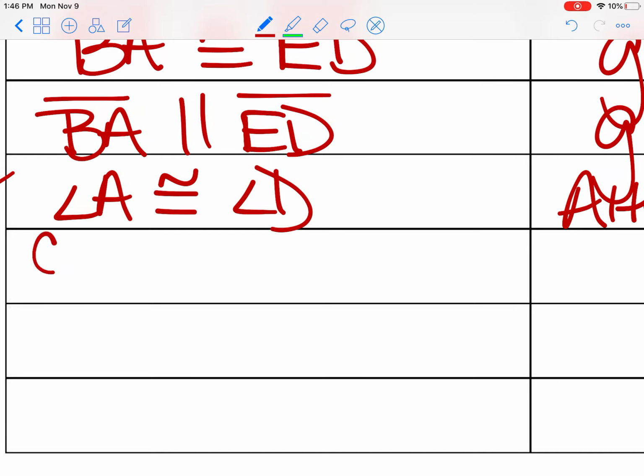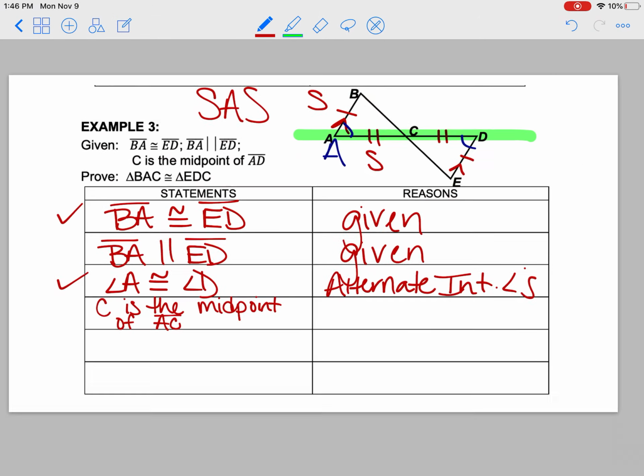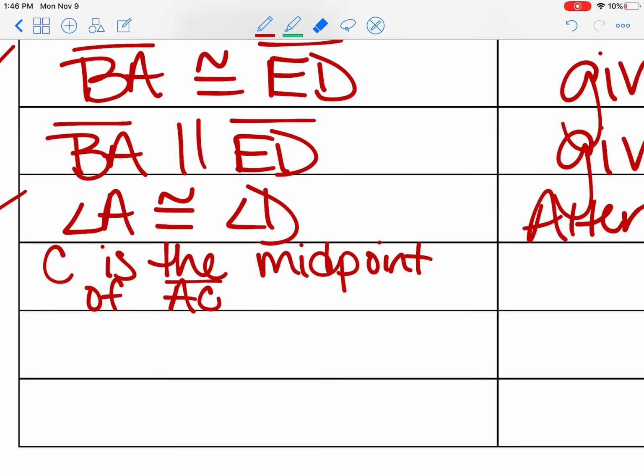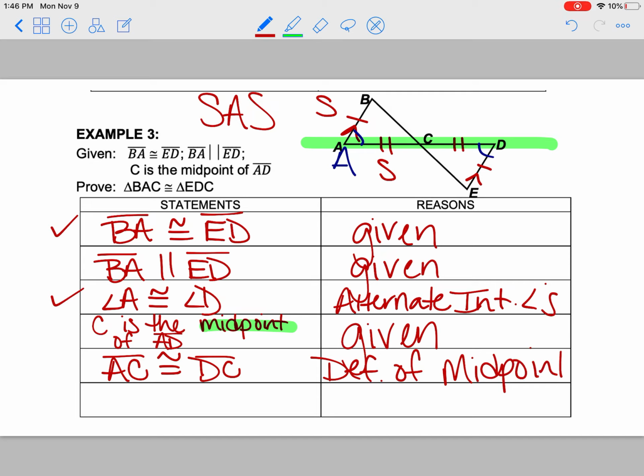Now let's go to our last given statement. So C is the midpoint of AD. Write that a little smaller here. And that, AD, not AC. And that was given. Not a congruency statement, but we knew that segment AC was congruent to segment DC because you had a midpoint here. So there's that spelled out word, definition of a midpoint. There's our third check mark.